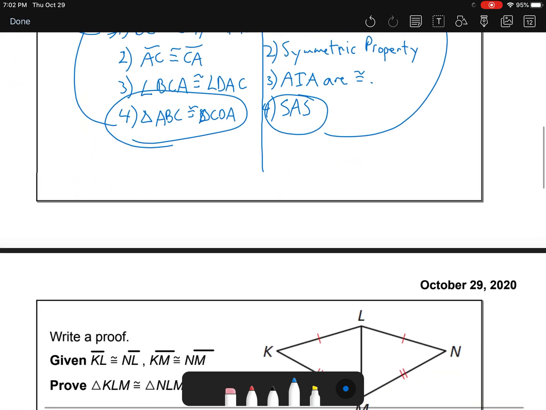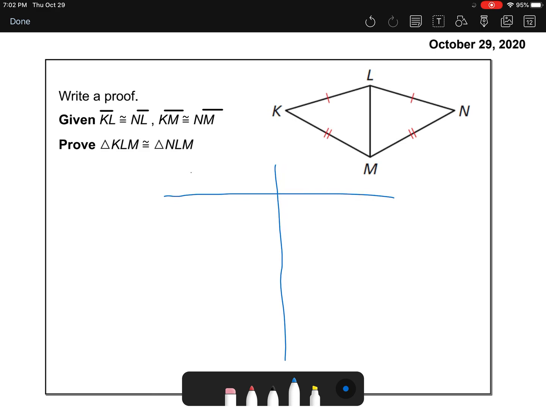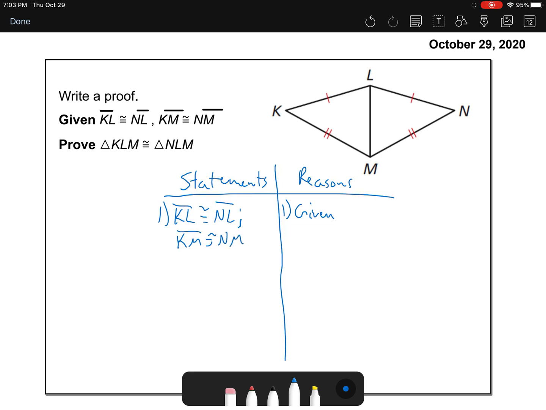Now I know that's a lot to take in one spot. Well, let's look at this next one then. So we're going to start with a T chart here, statements and reasons. I apologize for my writing. It's terrible, I know that. I'm going to write the given down. Hey, I'm always going to get 2 points, right? Because I just write the given down. That's KM congruent to NM. Okay? Now we're supposed to prove that these 2 triangles are congruent.